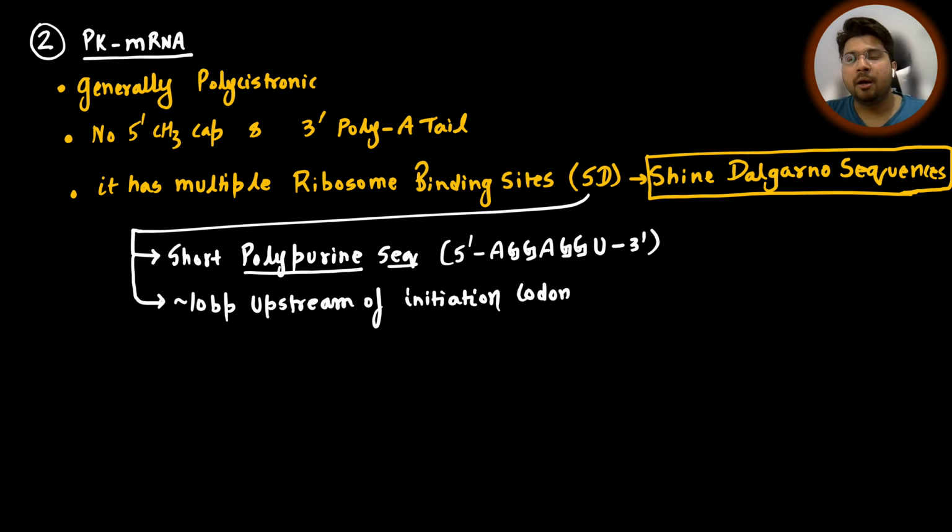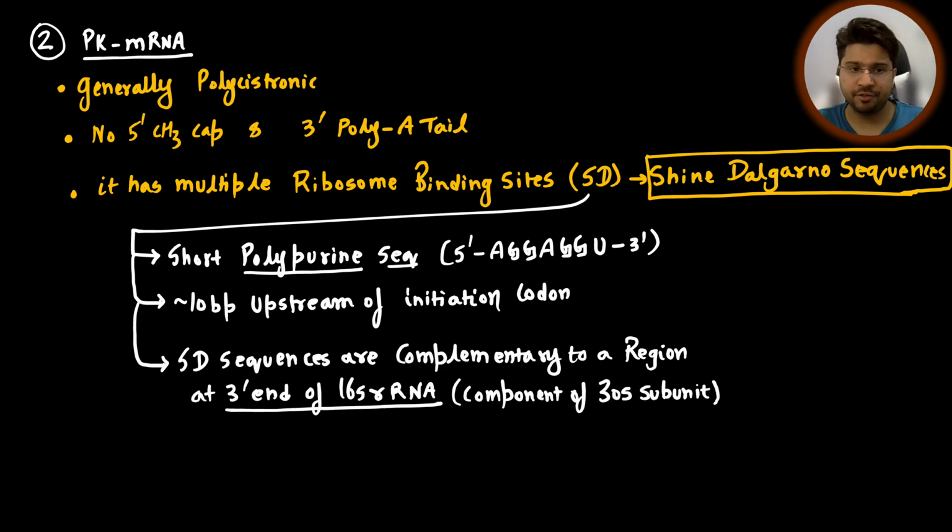Please remember upstream: if this is a particular mRNA and I take a reference point, then anything which exists towards the left-hand side of the reference point is called upstream. So when I show you the structure, I will place their location 10 base pairs upstream of the initiation codon.